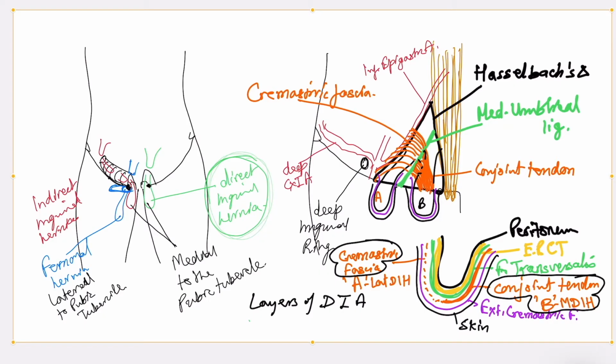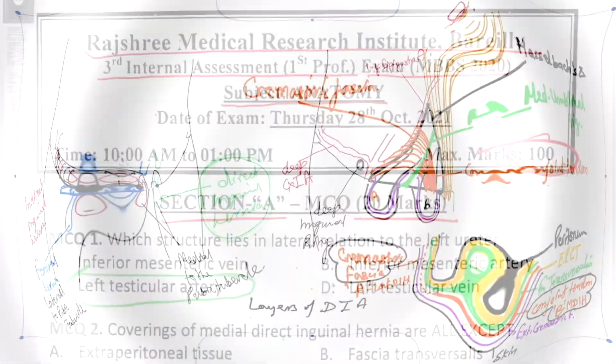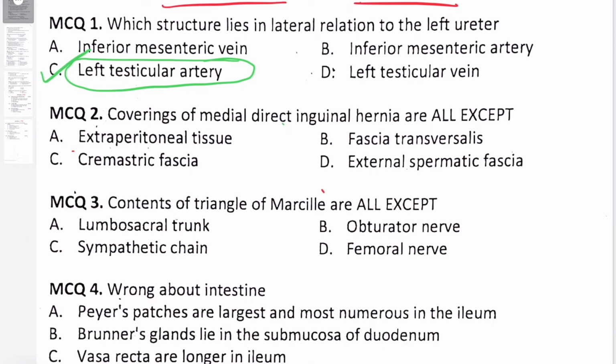I hope you've understood this. Now let's move back to the question. Question number 2 was, coverings of medial direct inguinal hernia are all except extraperitoneal tissue. We had seen there was fascia transversalis, external cremasteric fascia was there. Cremasteric fascia you're talking is about the medial direct inguinal hernia, right? So you know that instead of cremasteric fascia, there should be a conjoint tendon. So the answer here is also C.